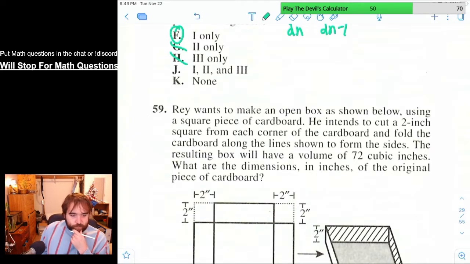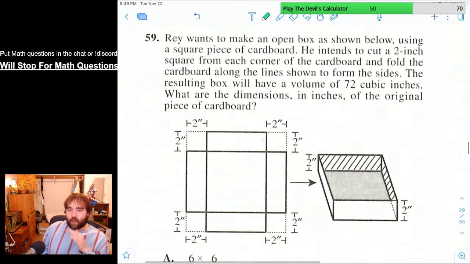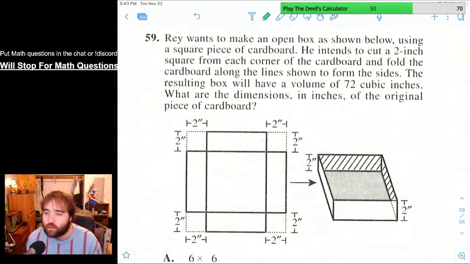All right, these are some fun problems. So 59, Ray wants to make an open box as shown below using a square piece of cardboard. He intends to cut a 2-inch... Right, so it just says everything here. The resulting box will have a volume of 72 inches. What are the dimensions in inches of the original piece of cardboard?